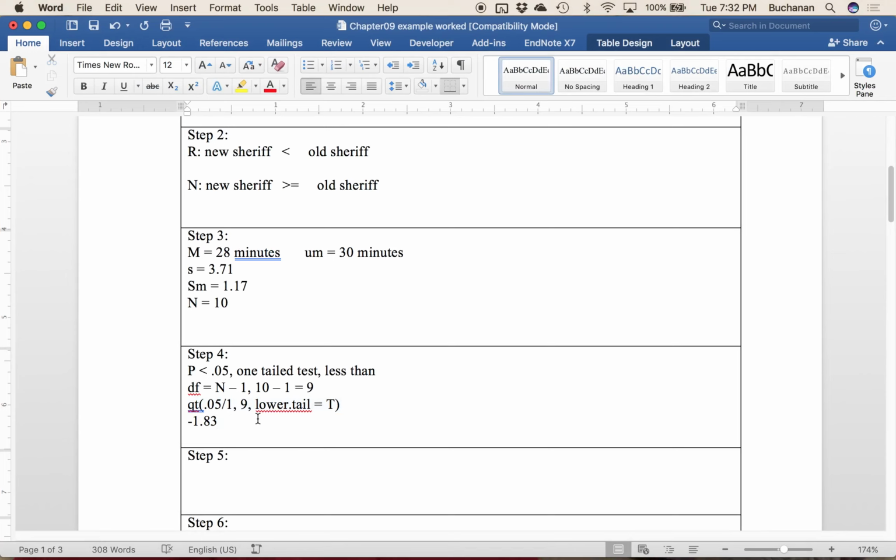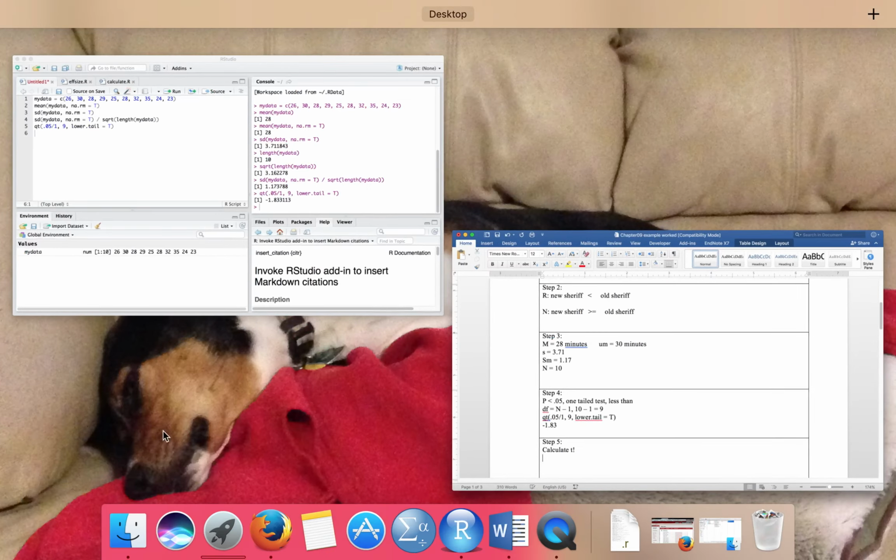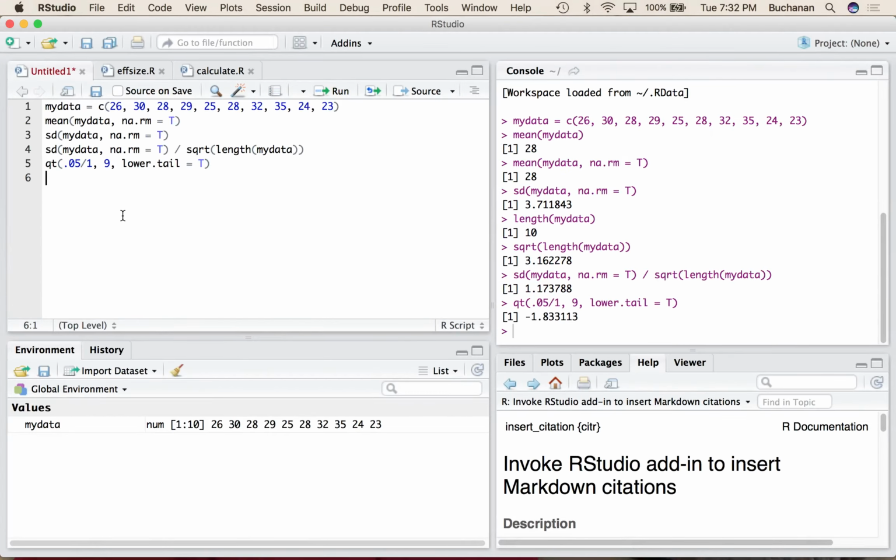Step 5 is to actually calculate t. There's 2 good ways to do this. You can use the t.test function. And for a single sample t, what you put in is your data set, so my data, and mu. So mu in this case is 30.